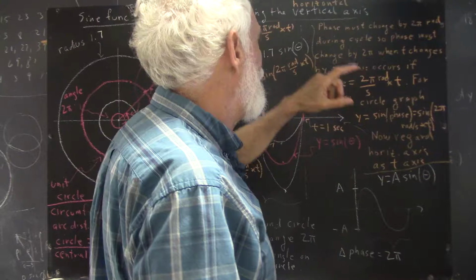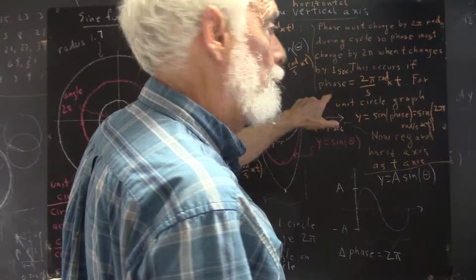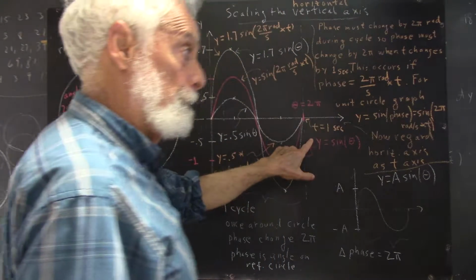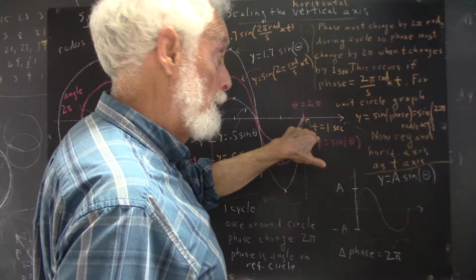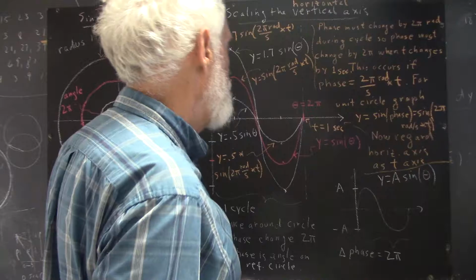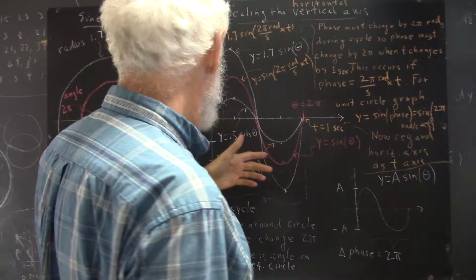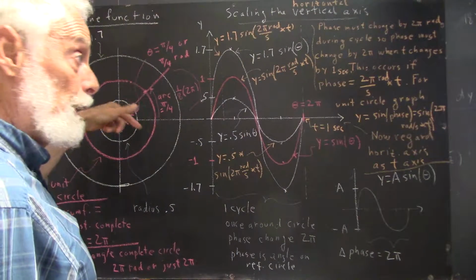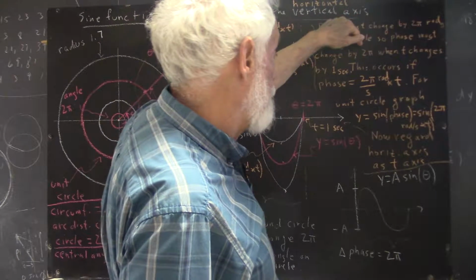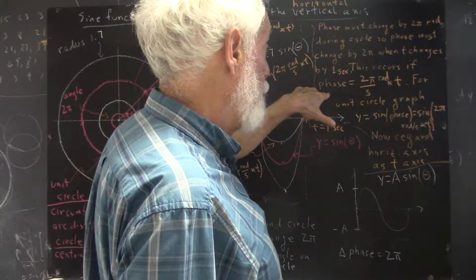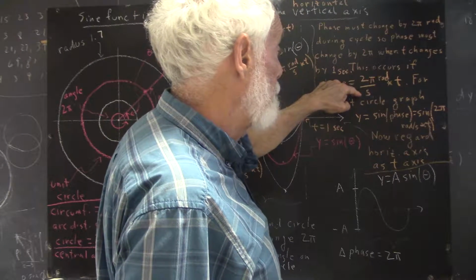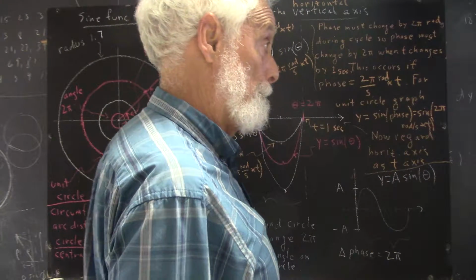Well, how could we write the phase then as a function of t? What's the phase in terms of t? Well, the phase of the angle, the phase of the complete cycle has to change by 2 pi when t changes by 1 second. That's going to happen if the phase is 2 pi radians per second times t.